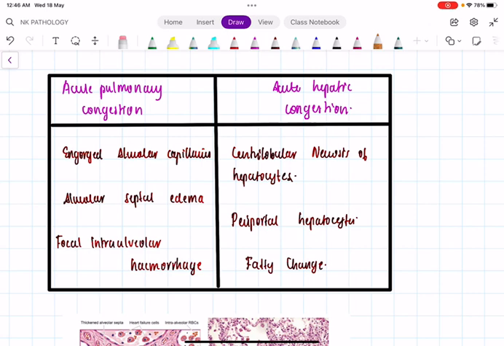Then we have acute pulmonary congestion and acute hepatic congestion. Remember, they are acute conditions. In acute pulmonary congestion, there will be engorged alveolar capillaries, alveolar septal edema will be present, and focal intra-alveolar hemorrhage. Whereas, as I have told already, in acute hepatic congestion, there will be centrilobular necrosis with periportal hepatocytes showing fatty change. Don't worry much about these terminologies. We will see them in liver pathology.